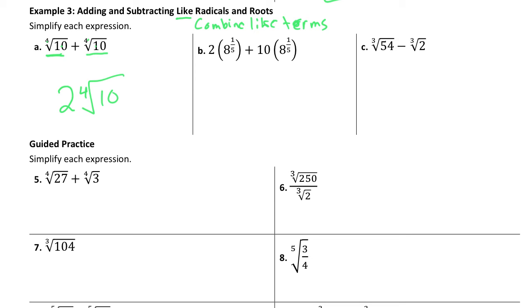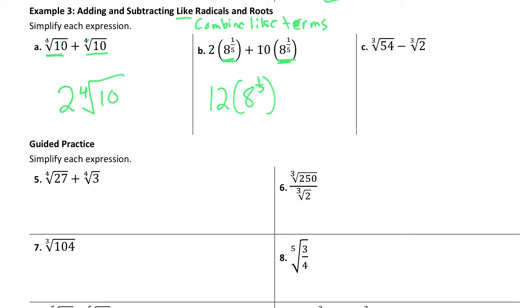For part B, I look at this as 2 5th roots of 8 plus 10 5th roots of 8 is really 12 5th roots of 8. So you notice the power is identical in both terms. So I just combine the 2 and the 10 there.